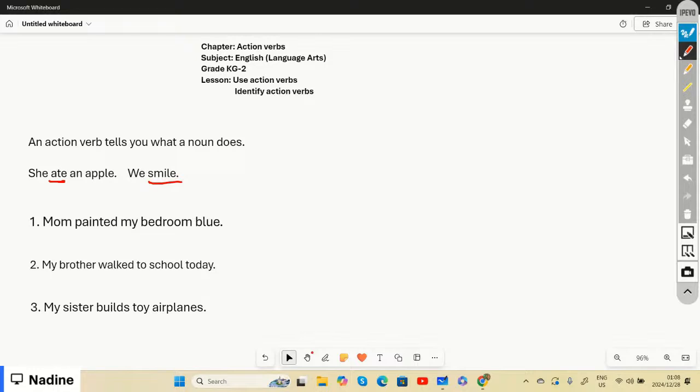What is something that you're doing now while you are on A plus? What are you doing now? Anything that you're doing now. That is the action that tells us what you're doing. Like if I were to tell you the action verb that I'm doing currently, I am talking. So I can say I talk.